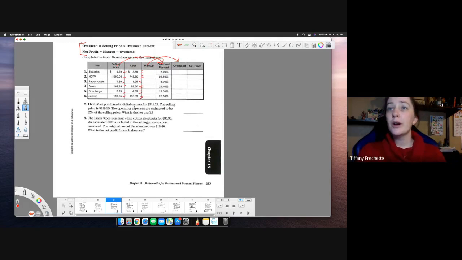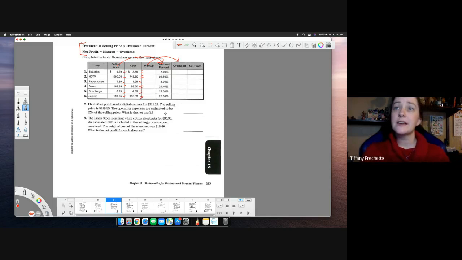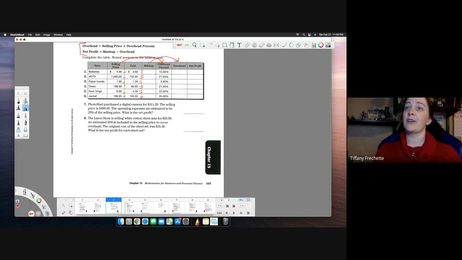Photomart purchased a digital camera for $311.29. The selling price is $499.95. The operating expenses are estimated to be 25% of the selling price. What is the net profit? So, same idea. We need to know the markup. We have our cost and we have our selling price, so we just subtract the two. That'll tell us what the markup is.